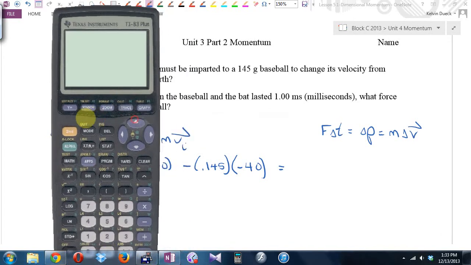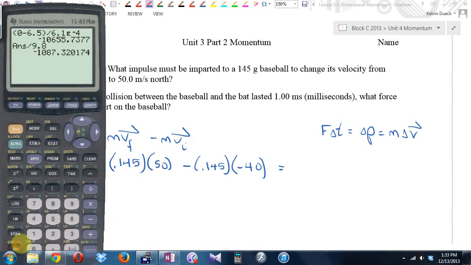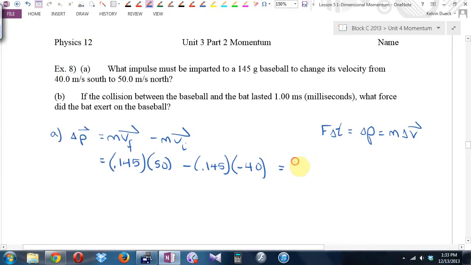I get a change in momentum, an impulse, of 0.145 times 50 minus 0.145 times negative 40, or I could have just gone plus and dropped the negative. 13.1. 13.1, what? Units. Kilogram meters per second. Or newton seconds. I'd take both, but since I used mass and velocity to calculate it, I'll probably write the mass velocity units. It's just what's in my brain.